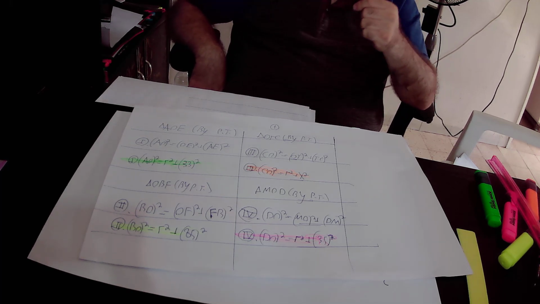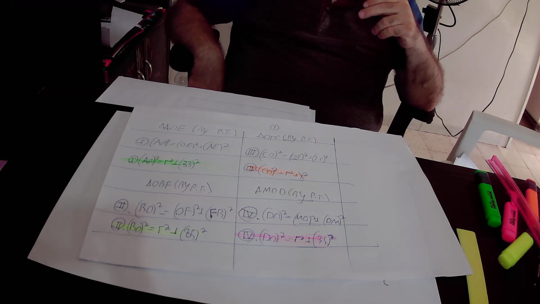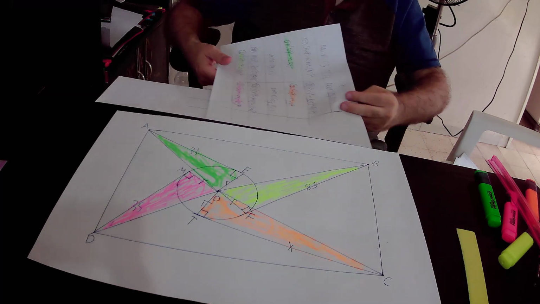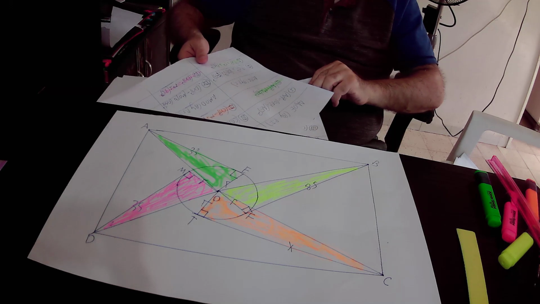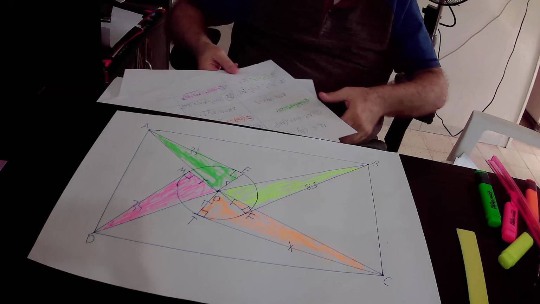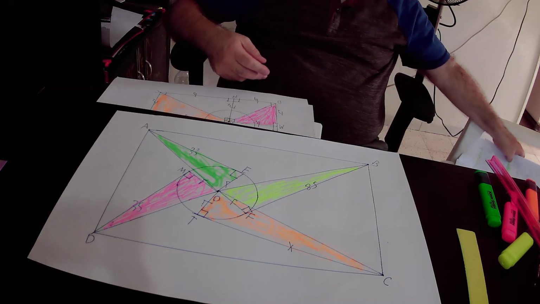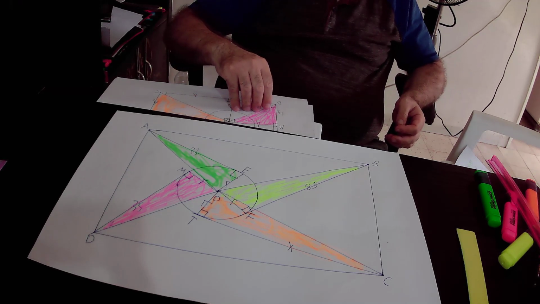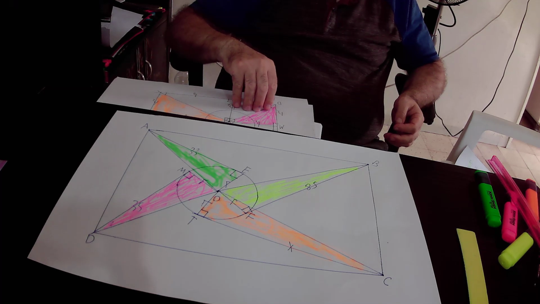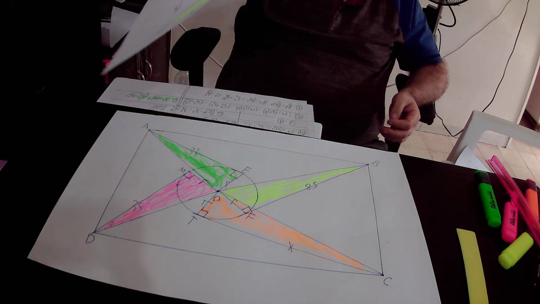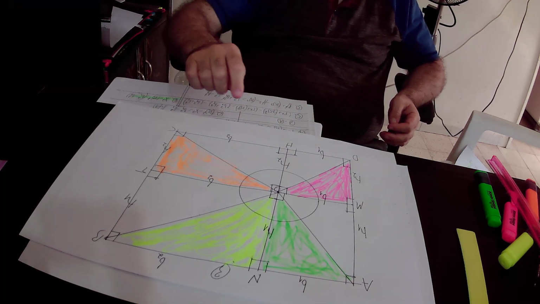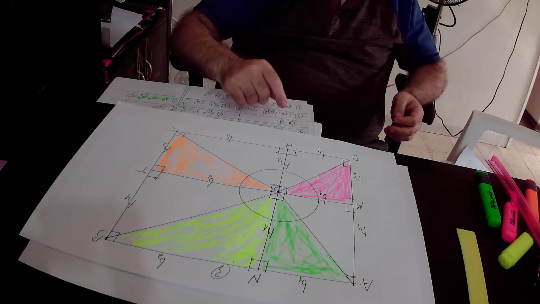Then I copied the 4 equations that we created from the Pythagoras theorem in a new page, and then I copied the rectangle ABCD with the circle inside it, and we analyzed the rectangle with its circle. This is rectangle ABCD with its circle inside it.